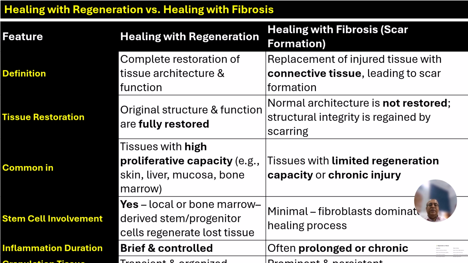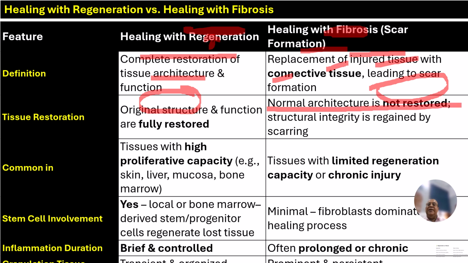The table is differentiating between the two outcomes of the healing. One is the healing with regeneration and another is the healing with fibrosis or scar formation. When there is complete restoration of the tissue architecture and function, that is called regeneration. Or when the injured tissue is replaced by connective tissue and there is formation of the scar, that is healing with fibrosis. So in regeneration, the function and structure of the tissue is fully restored, while in fibrosis this is not restored and the structural integrity is regained by deposition of fibrous tissue, that is scarring.